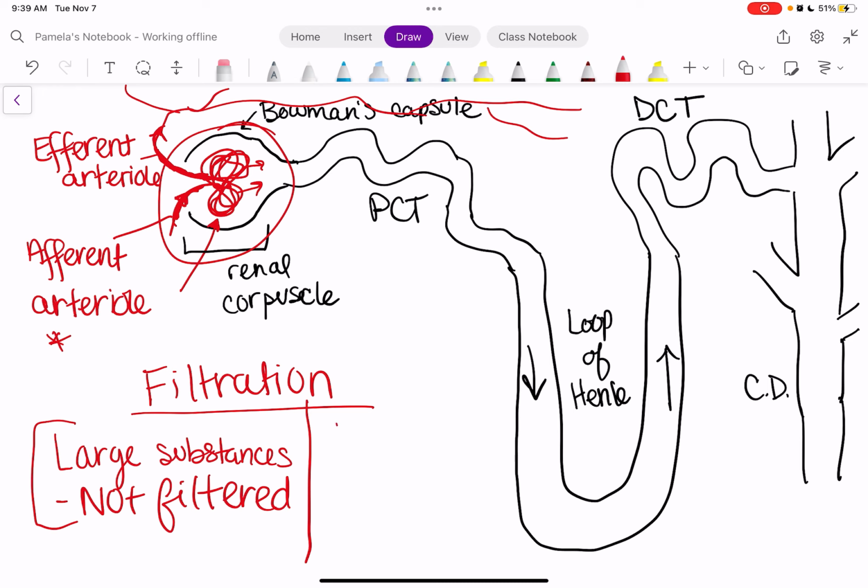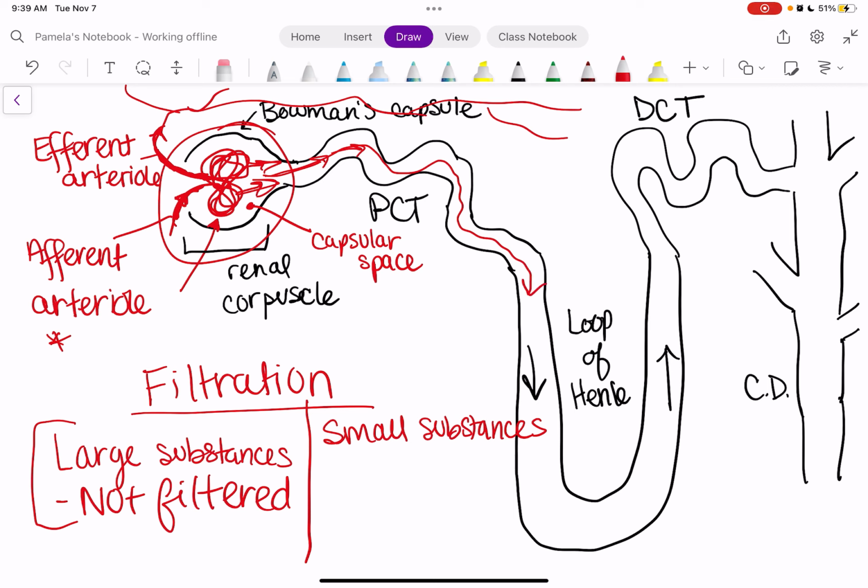On the other hand, small substances that are in the bloodstream at the glomerulus are going to be filtered out here and make their way into the capsular space, right? The space in here we call the capsular space. And then those small substances will make their way into the PCT and down through the rest of the tubule. And so some of these small substances that are filtered are, let's say, water.